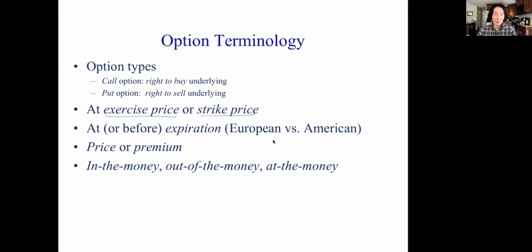And an option gives you the right, and as with any other right, there is an expiration date. The option is going to be in effect until the expiration. And in terms of expiration, there are two types. European options can only be exercised on the expiration date, whereas American options can be exercised on any date before expiration. But once the expiration has passed, the options are worthless.